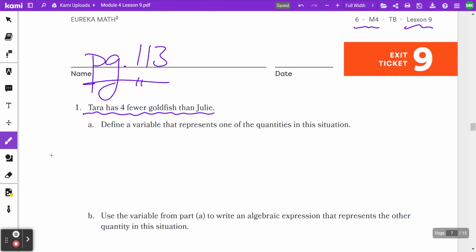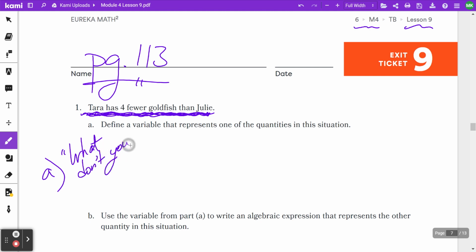And the biggest piece of this, once you start reading, is the answering of this particular question. And the question sort of makes itself available after you're done reading the thought here. So it says Tara has 4 fewer goldfish than Julie. Now here it comes. Ready? What don't you know? What don't you know? And what you want to do here is assign a variable that answers this particular question.